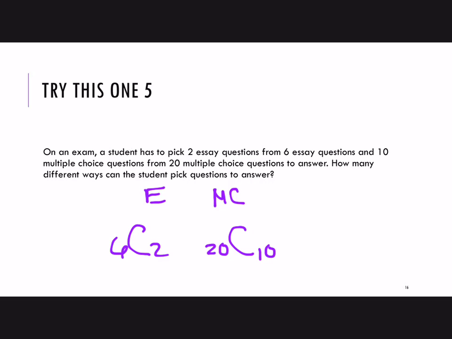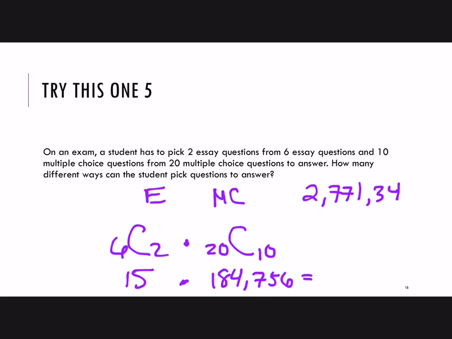All right, so the essay questions, there are 15 ways to choose those. And then there are a lot more ways to choose the multiple choice questions. There are 184,756 options. Right. And then to pair these together, we use the fundamental counting principle to say, all right, we should multiply these. And then that gives the final answer. There are 2,771,340 different ways to make this choice.